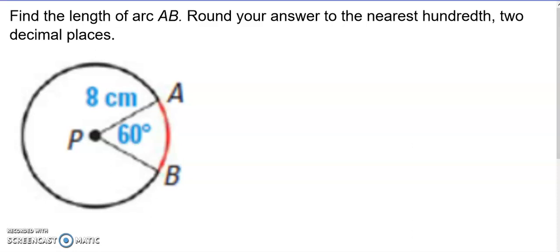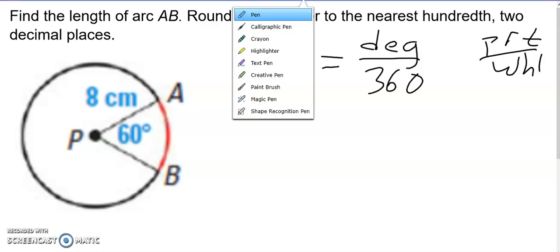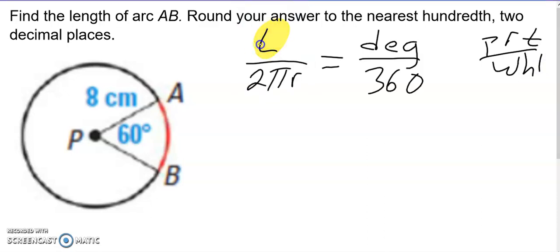Alrighty. I like the second formula the best. I like the one that says the arc length compared to the total circumference. The piece of the circle over the whole circle equals degrees from the circle over the whole circle. Basically what I'm saying is part over whole equals part over whole in both cases. So arc length, L, is this distance right there. That's what we're going to find.